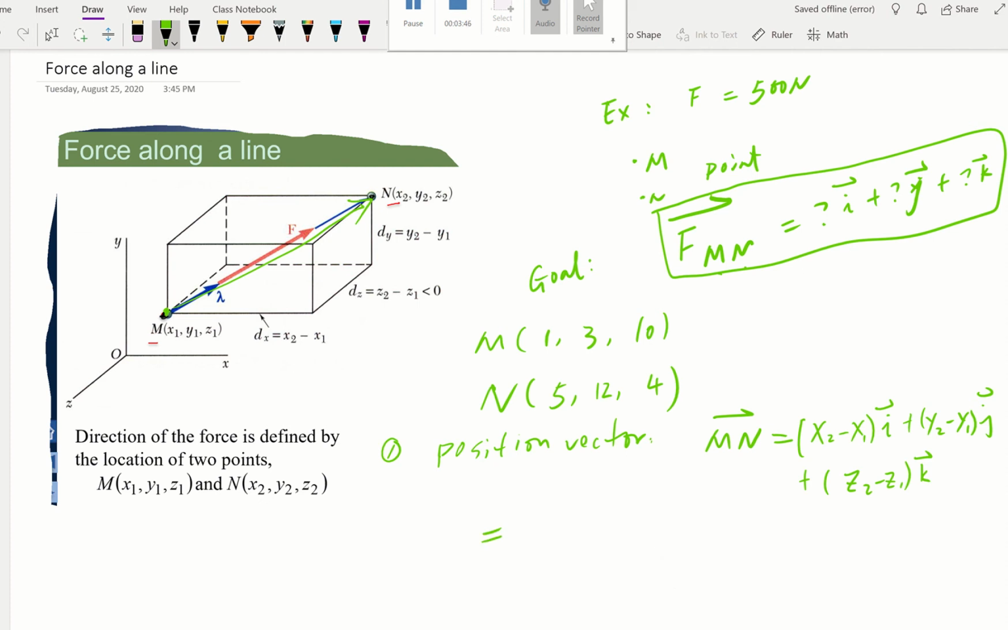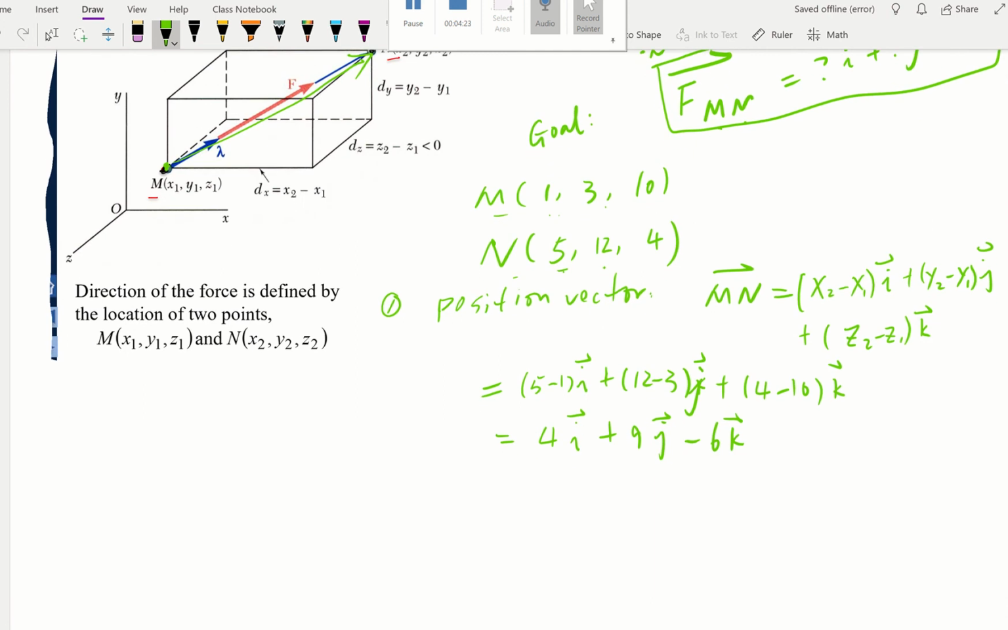So for this particular example, we start with M and end with N. So we're going to use final N minus initial M. 5 minus 1, 12 minus 3 for our y coordinate, J, and our z coordinate, K, is going to be 4 minus 10. Then we'll have 4i plus 9j minus 6k. That's our position vector, defined from M to N. Okay, that gives us a sense of direction, right, from M to N.